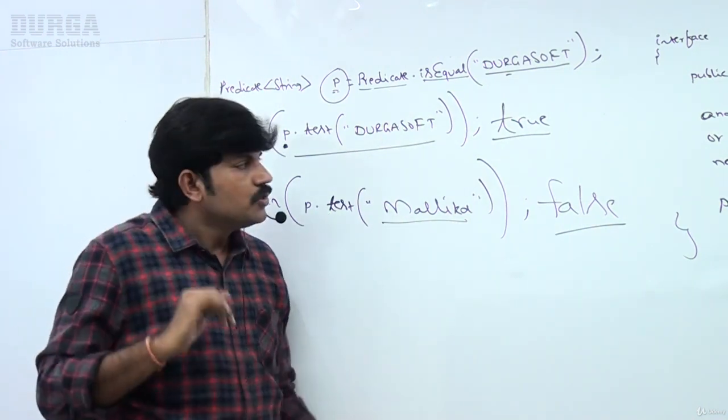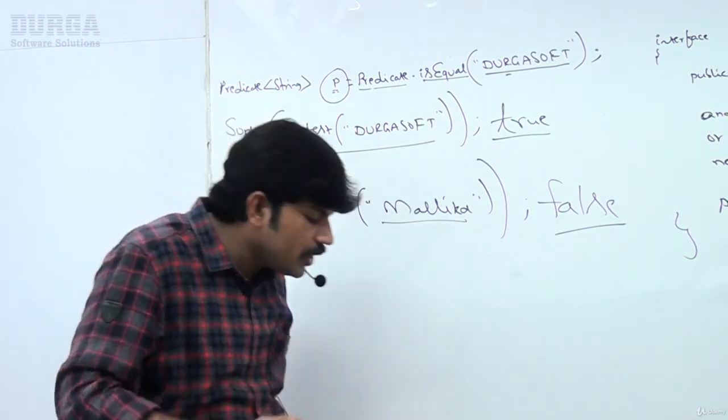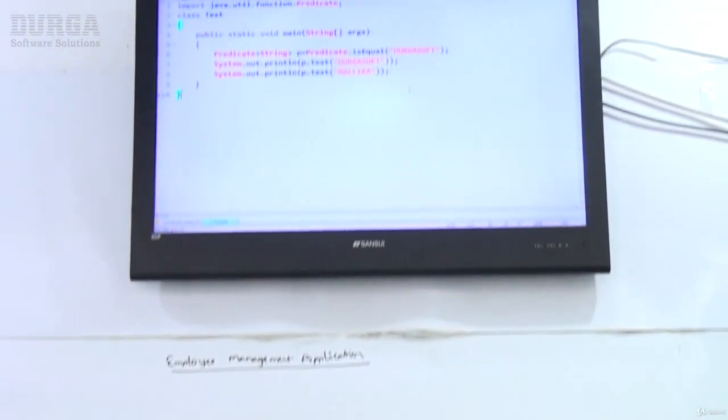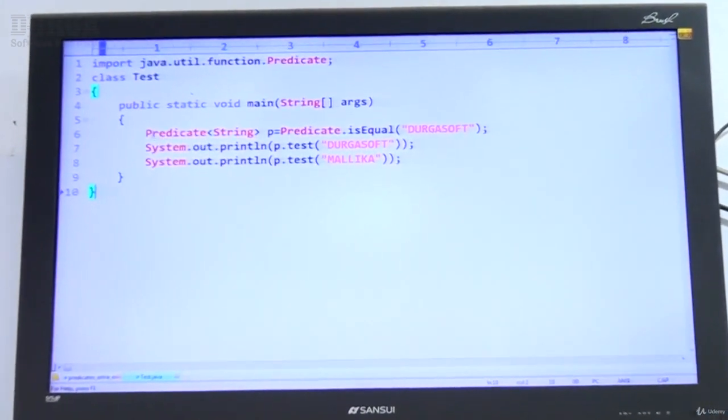Remember this one, sir. Let me execute this code, and where you can use this I will explain. Have a look once. Observe carefully, sir. I am getting a predicate.